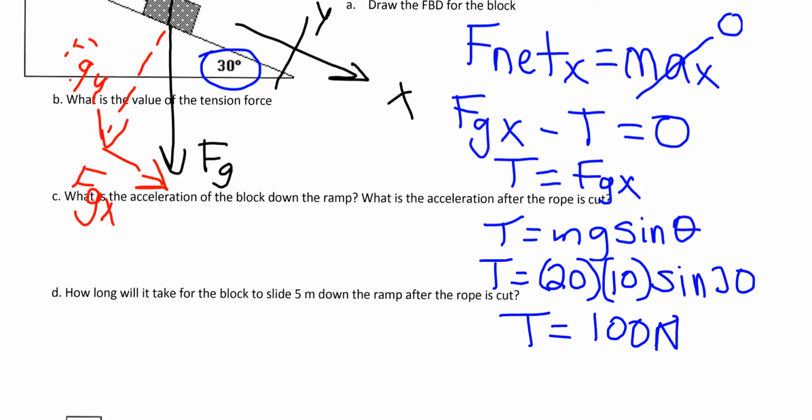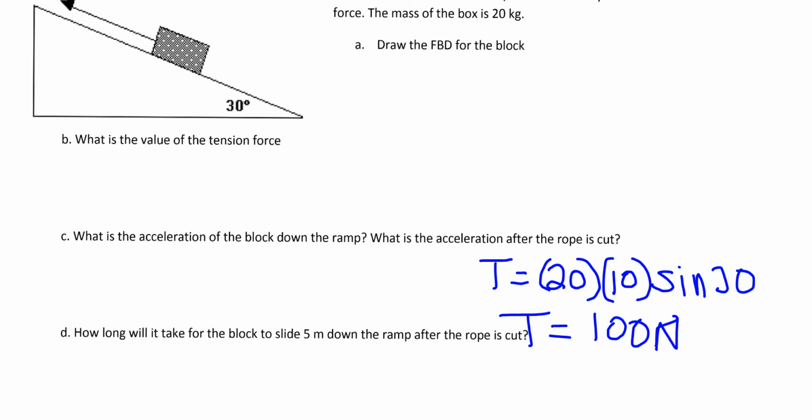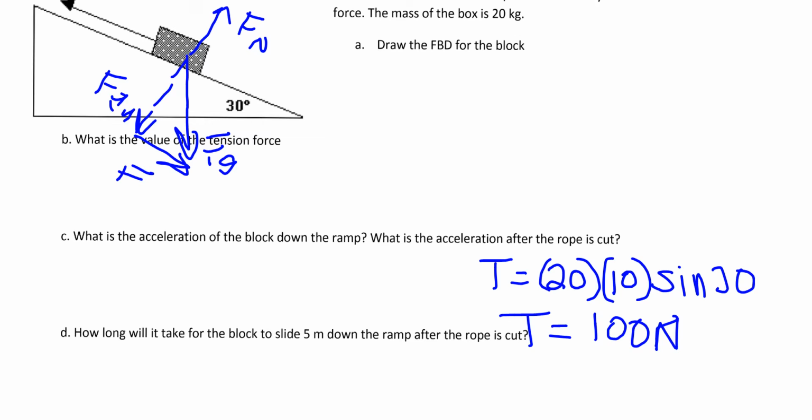The next problem, part C, says what is the acceleration down the ramp if the rope is cut? Well, back to the diagram. Okay. I had force of gravity going down. I have the normal force. I'm just going to leave tension out. Down this direction, this is force of gravity in the y. Here I have force of gravity in the x.